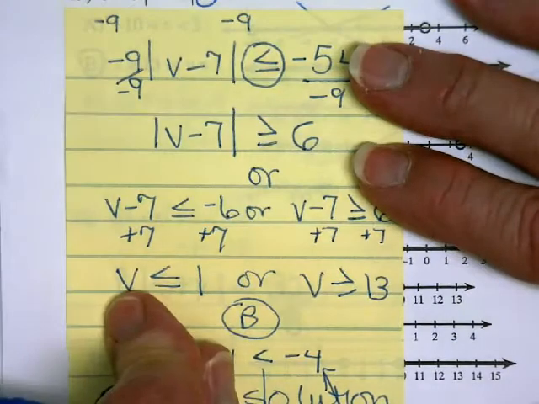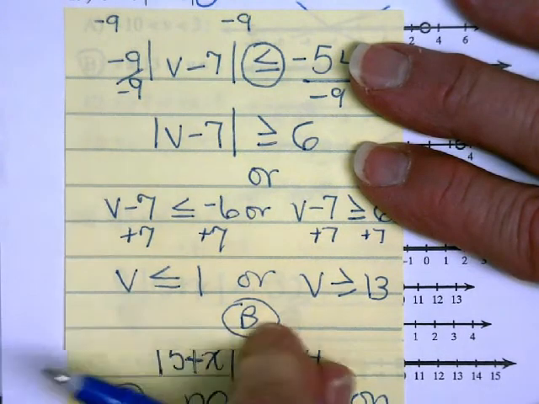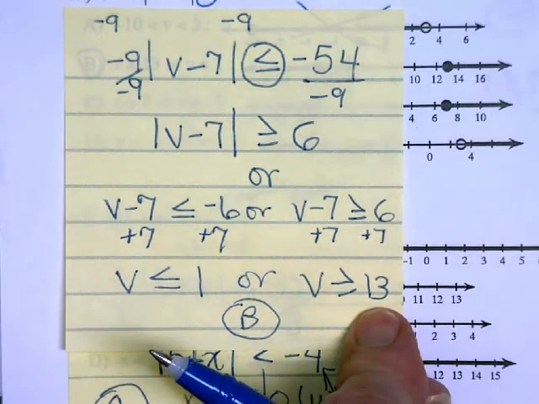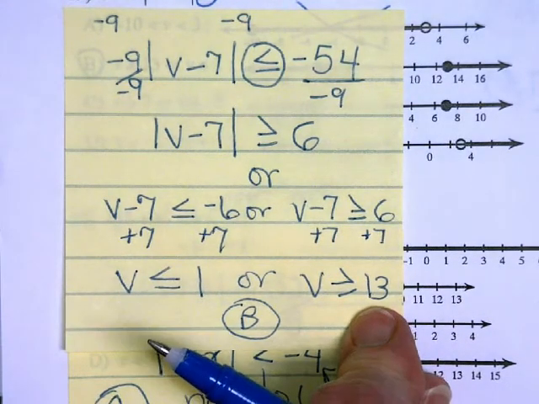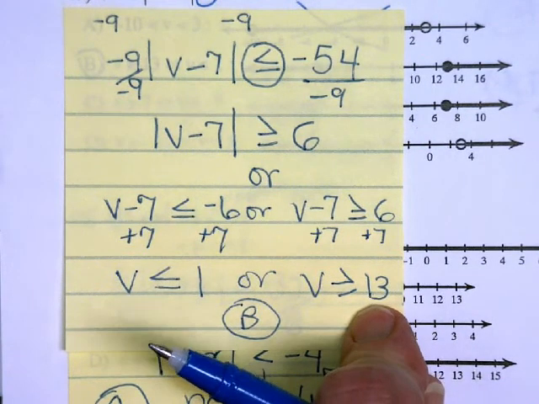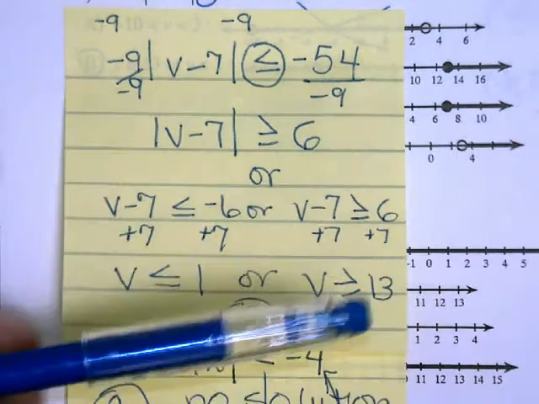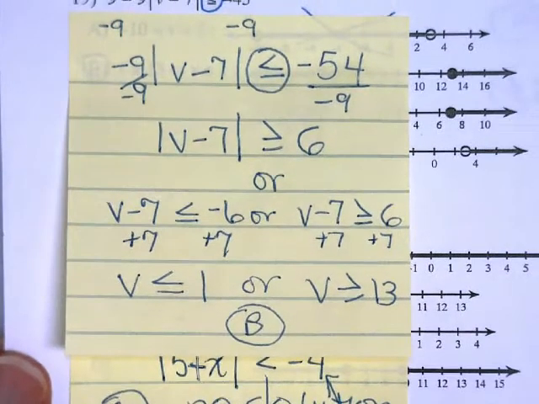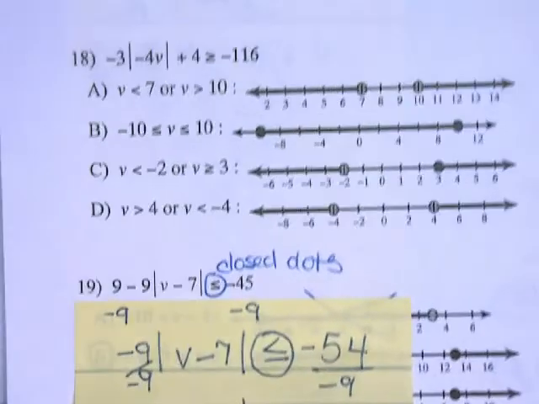Our algebra got it to be left of 1 with a solid dot, right of 13 with a solid dot. Making you crazy yet? Nah, you guys are flexible. Flexible as a pipe cleaner, right?